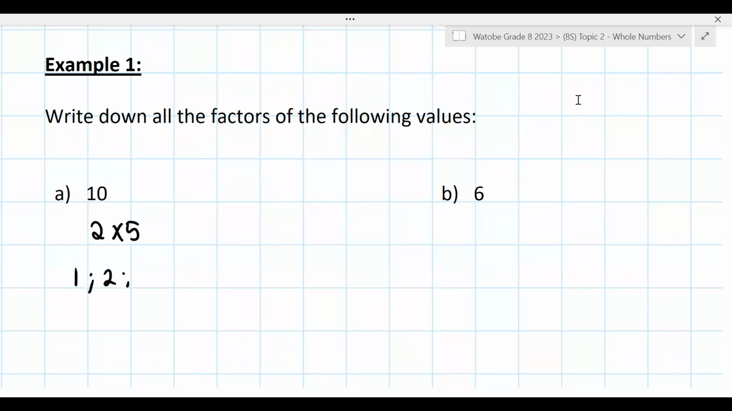Perfect. 1, 2, 5, and 10. Because 2 times 5 we know is 10, but 1 times 10 we also know is 10. Excellent. So these are my factors of 10. Those are the numbers that divide perfectly without a remainder into 10.